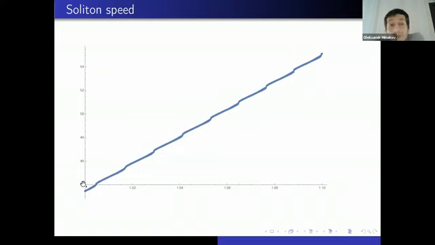Here we have a plot of the position of the peak of this big soliton. This is time, and this is x. We see that it is almost a linear function, but each time it interacts with the solitons, it gets local changes of the velocity.